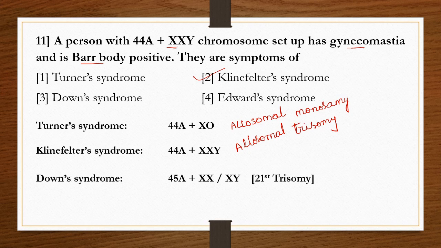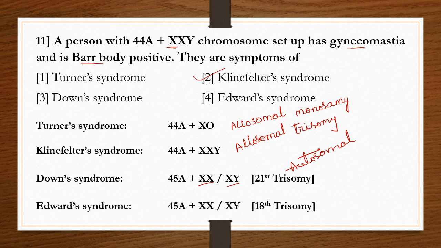Another one, Down syndrome. It is 45A autosomes, either female or male. It is a 21st trisomy, an autosomal trisomy. Another option given is Edwards syndrome. It is an 18th chromosome trisomy. It is also an autosomal trisomy, and it also represents 45A plus either female or male. So this is the other information in this question.